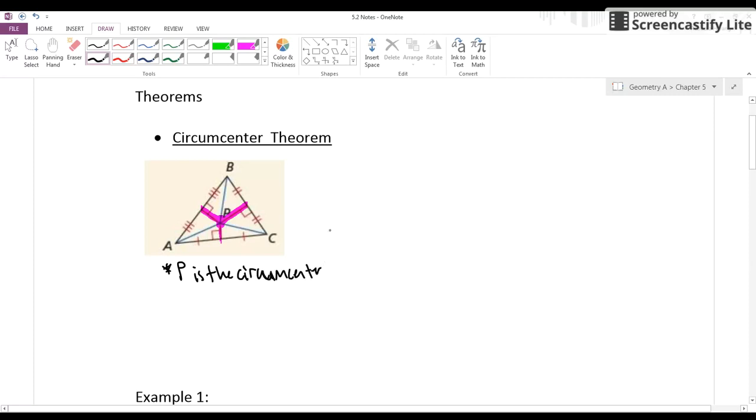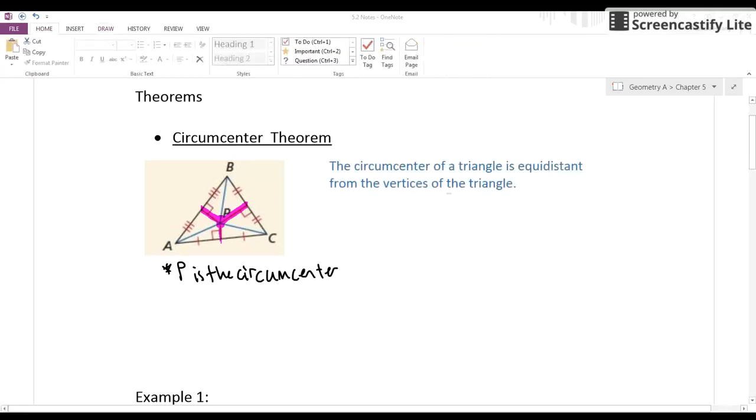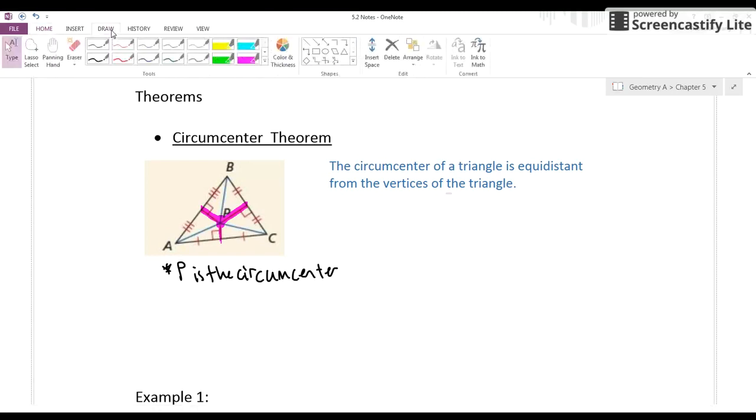Excuse the bad handwriting, but again, P is the circumcenter. And we know that because those pink highlighted lines are your perpendicular bisectors. So now what do I know if we have a circumcenter in a triangle? Let's write down the theorem. Our circumcenter theorem says that the circumcenter of a triangle is equidistant from the vertices of the triangle. Make sure you write that down, pause if you need to, so you can listen when you're ready.